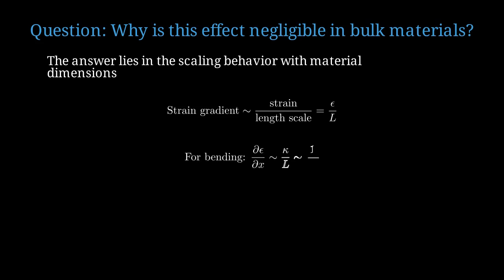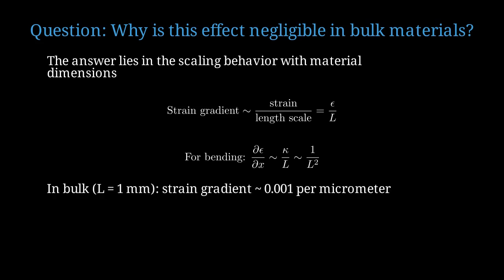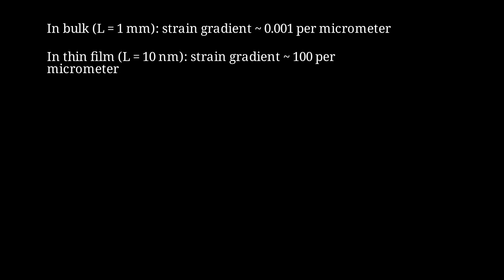For bending specifically, the strain gradient is proportional to curvature kappa divided by thickness, which scales as 1 over L squared. In a bulk material with thickness of 1 millimeter, strain gradients are extremely small, on the order of 0.001 per micrometer. But in a thin film with thickness of just 10 nanometers, the strain gradient can be 100,000 times larger, around 100 per micrometer. This gives us a giant enhancement factor of 10 to the 5th power. This is why flexoelectricity becomes dominant at the nanoscale.